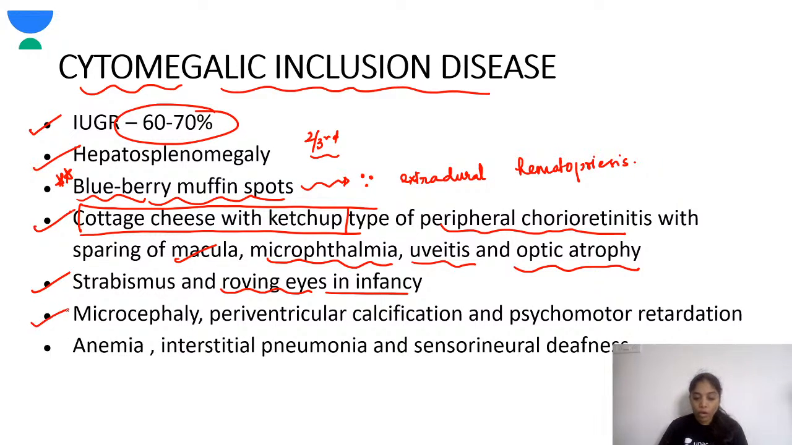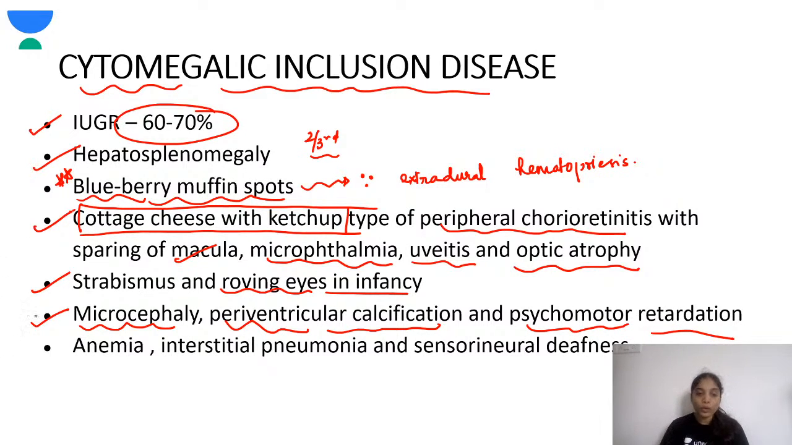Next comes microcephaly. As you saw, rubella does not commonly have microcephaly, but in cytomegaloviral infections they will present with microcephaly. When you get a cranial ultrasound, or an MRI or a CT, you will see that there is periventricular calcification. There could be psychomotor retardation.